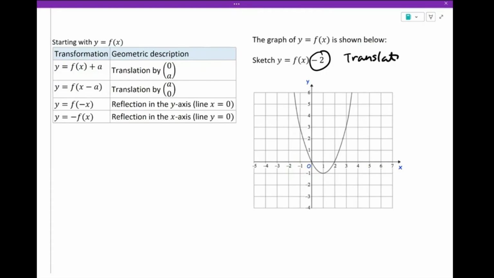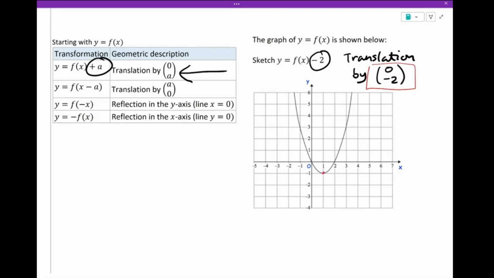And our vector this time is going to be based on this transformation at the top. So it's going to be 0 as our horizontal component, and then our vertical component is going to be negative 2. Since the a here is the negative 2, we don't have to change the sign this time. Now let's go to my graph, and we need to transform all the points using this vector, which essentially means we're not changing the x coordinate, but the y coordinate is going to subtract by 2. So we're going to move the points 2 downwards.